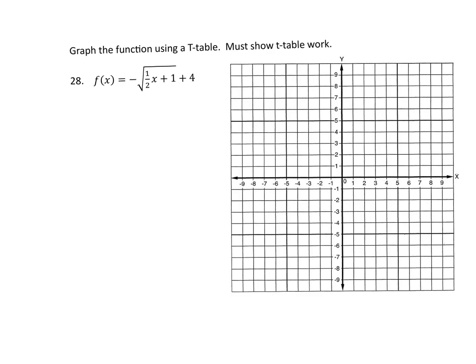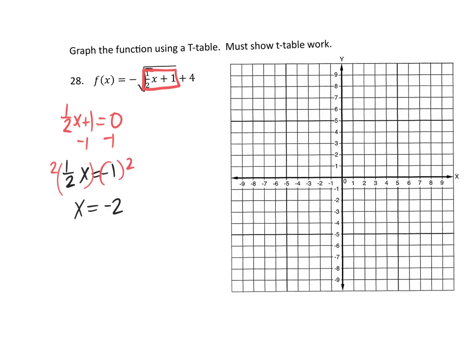All right, graph the function using a t-table. This is the one that we can't really use our transformations for. It gets too confusing. So you're going to take what's under the radical, and we're going to find where it needs to start. 1/2 x plus 1 has to be greater than or equal to 0. So I want to know the number that makes it equal to 0, and that will start my table. Subtract 1. 1/2 x equals negative 1, times 2. So x equals negative 2.